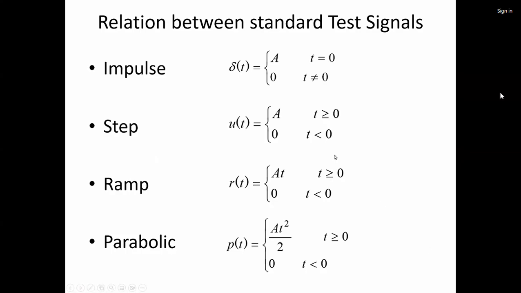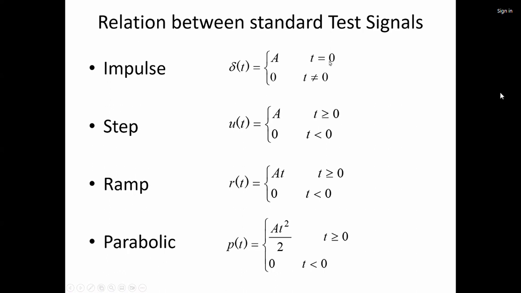So what is the relation between these different test signals we saw? Typically, this is how you represent the impulse signal. This is how you represent the step signal. This is how you represent the ramp signal. And this is how you represent the parabolic signal. But these are related. Impulse signal is just at an instant.